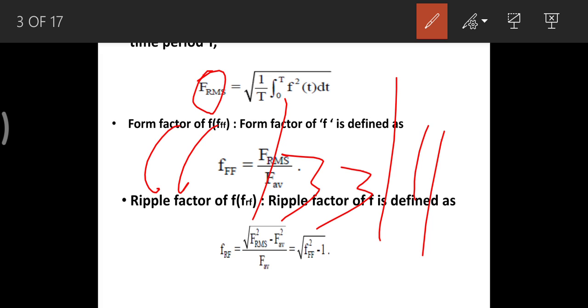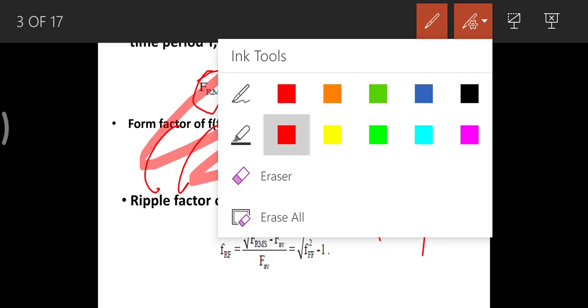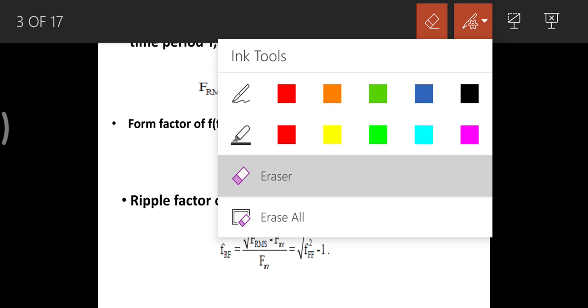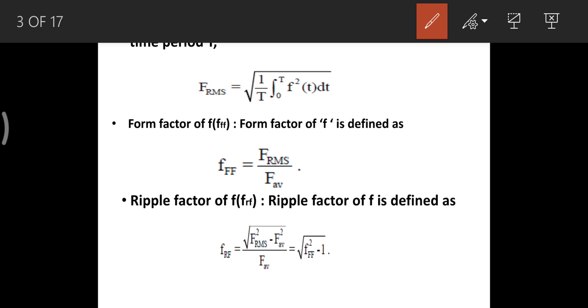Okay? So we are using the sine wave as the input of a transformer, and at the output we get the form factor as 1.11. That is the reason we are getting multiples of 11 in the voltage levels of the transformer. So this form factor is defined as the RMS value to the average value.